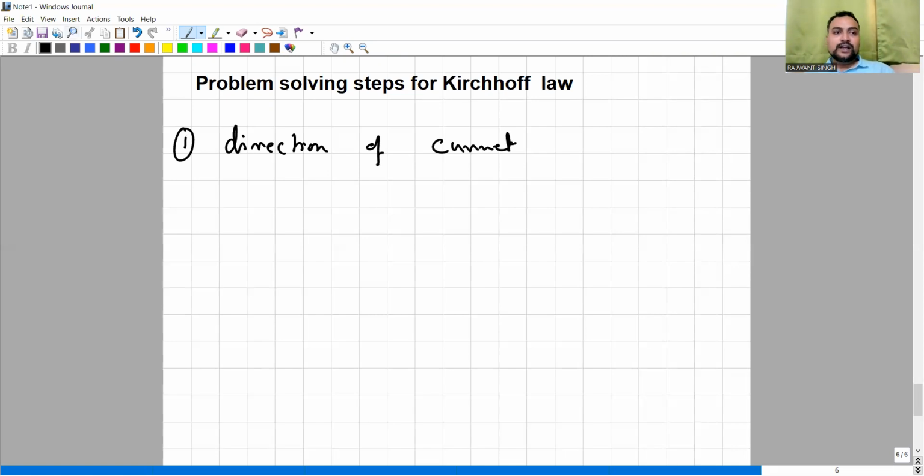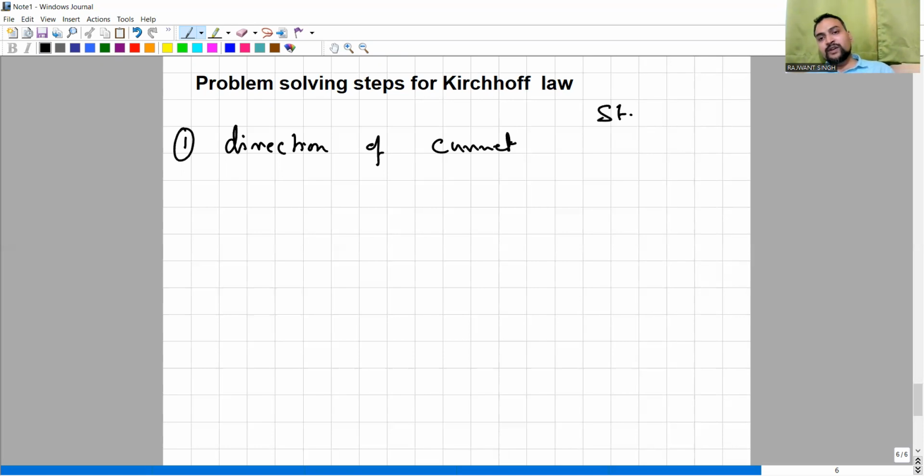The direction of the current is not always known in the numerical which is given. Most of the books you will follow, if you follow a CBSE level book or even a JEE Mains level book, you'll find the direction of the current is provided. But in some of the problems, the direction of current is not provided and you are supposed to find it. Okay, so let us first understand step one.